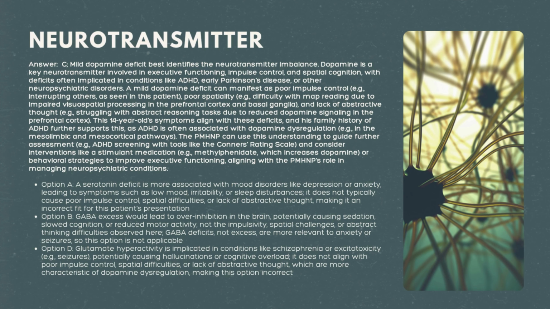Okay, so what are some of the clinical implications of this type of situation? Mild dopamine deficit, we're going to utilize screeners like the Conners rating scale or the Vanderbilt, and we're going to confirm the diagnosis based on teacher, parent, and patient reporting in the assessment. Interventions could include starting a stimulant medication like methylphenidate, and that's going to help increase synaptic dopamine by blocking the DAT, improving attention and impulse control.